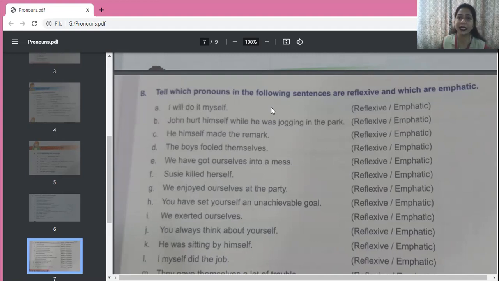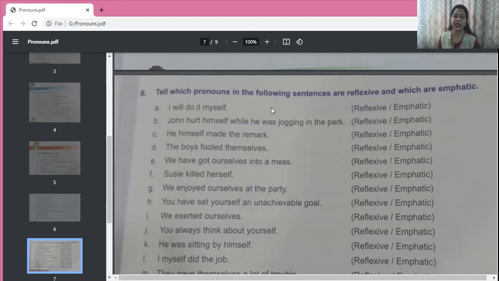Now Susie killed herself. Susie killed who? Myself. Herself. So this herself word is necessary here. So this is reflexive. We enjoyed ourselves at the party. Now we enjoyed ourselves at the party. If we remove ourselves, we enjoyed at the party. Yes, we enjoyed. Ourselves is not needed. So when we are putting ourselves, this is for the sake of emphasis. So this is emphatic pronoun.